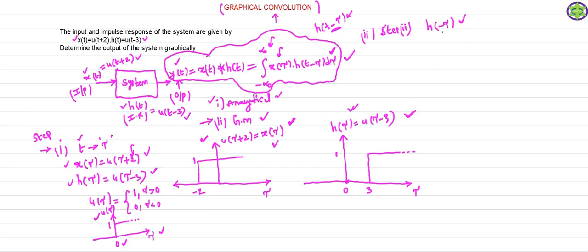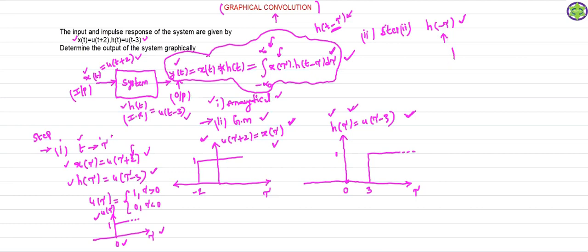So in step 2, in the process of finding h of t minus tau, first you need to find out h of minus tau. How can you find out h of minus tau? You know h of tau. This is nothing but the reciprocal operation.